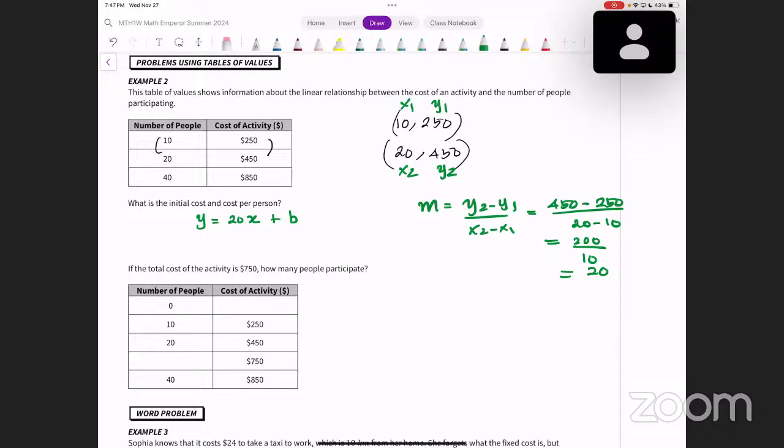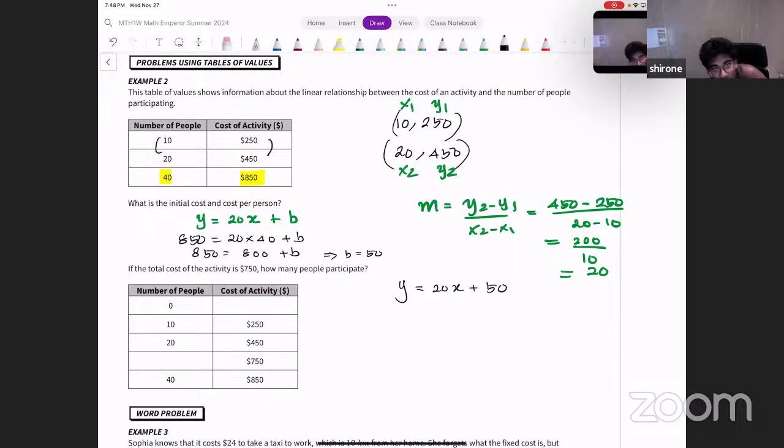You can choose any point to find b because every single point is on the line. So if I choose that, $850 is 20 times 40 plus b. So 850 is equal to 800 plus b, isn't it? So from here, you can solve for b. B is how much? 50, isn't it? So therefore, the equation is going to be 20x plus 50. Are you guys following that?